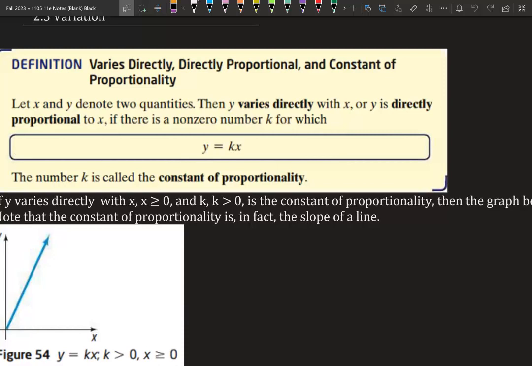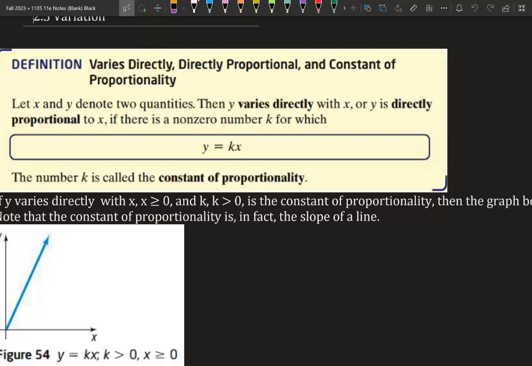There's a few types of variation. Our first type is varies directly, directly proportional, and constant of proportionality. So x and y denote two quantities. That just means you're working with an x, you're working with a y, two different things. If that's the case, y varies directly with x, or you can say y is directly proportional to x, if there is a non-zero number k for which y equals k times x. K is called the constant of proportionality.